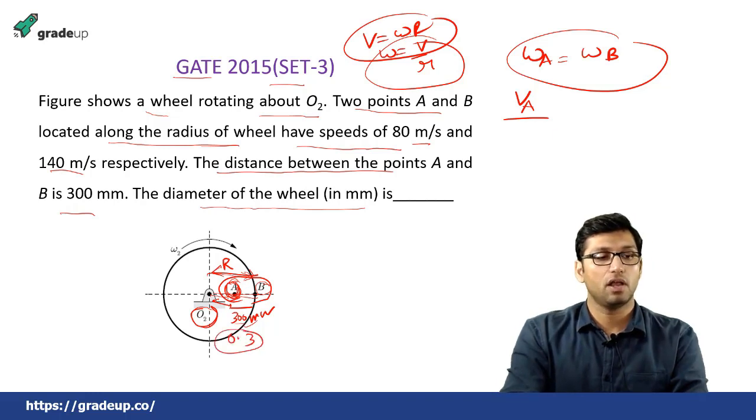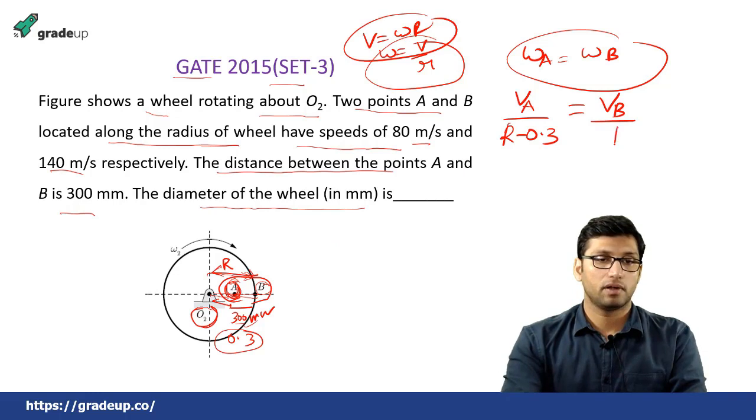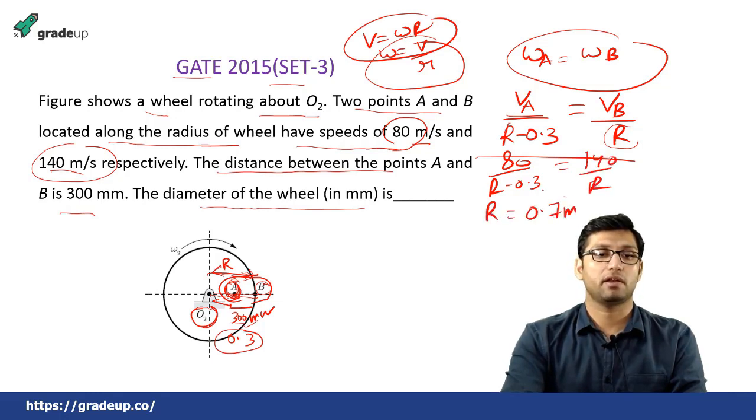Okay, 0.3 meter. So this will be equal to r minus 0.3, and for this it will be equal to VB over r, the distance from the center. You know the value of r? No. You know the value of VA? The speed of A is equal to 80 meters per second and B is equal to 140. So if you put 80 over here and 140 over here, you will get the value of r, which will be equal to 0.7 meter.